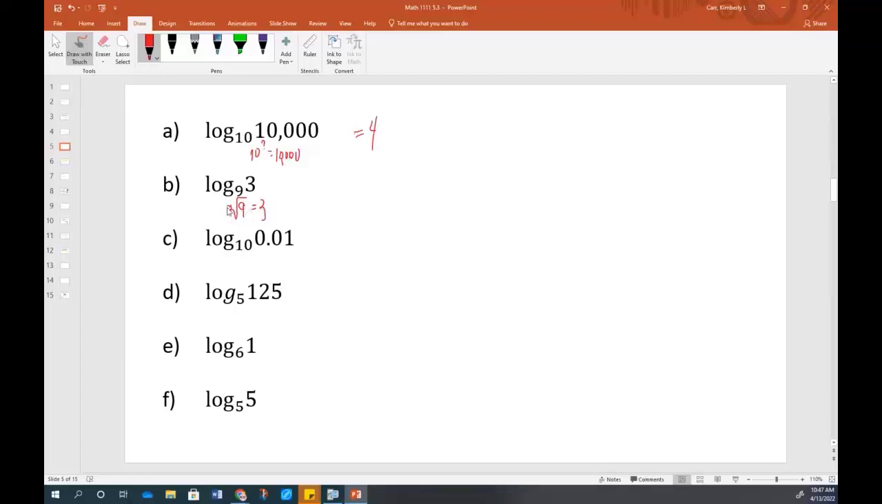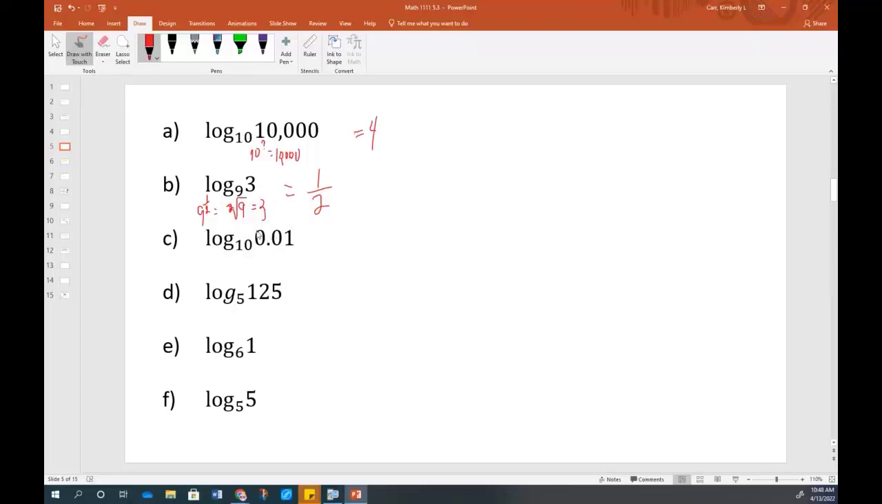But that square root right there can be rewritten as 9 to the 1/2. The root that's in front can become the denominator in a fraction. So 9 raised to the 1/2 is 3. So 1/2 is the power that we need to raise 9 to get 3.